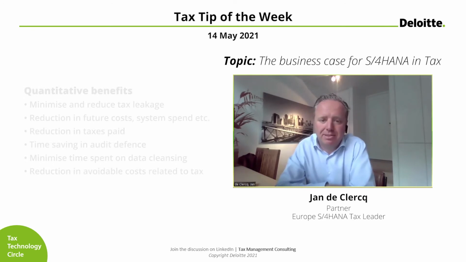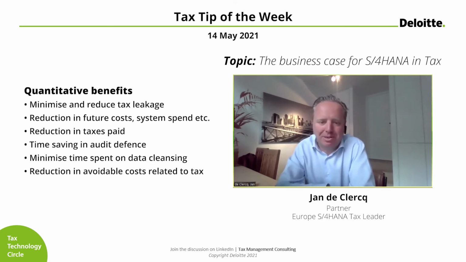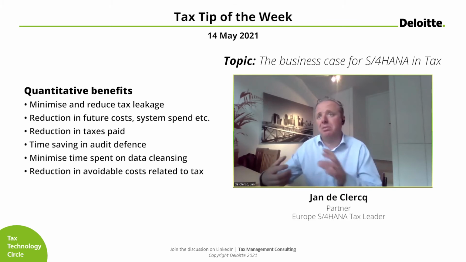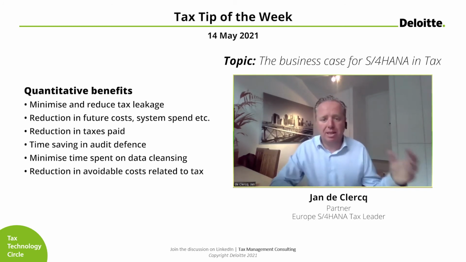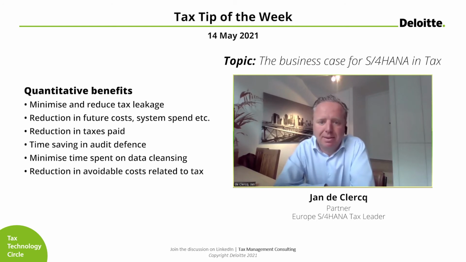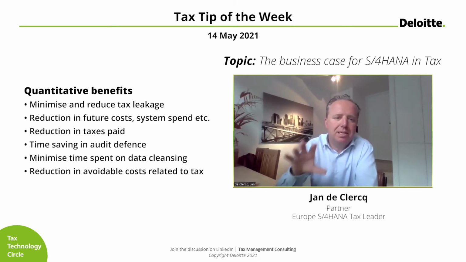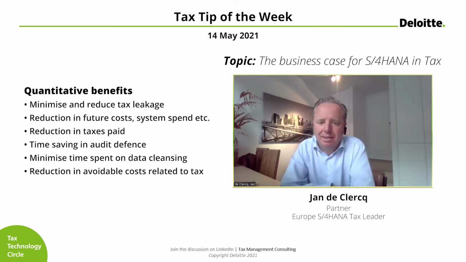Now, quantitative benefits, so that's something you can put a euro or dollar amount behind it, could be around minimizing or reducing tax leakage, or could be reduction in future costs on system spend. So I gave the example of real-time tax reporting. You could think about implementing bespoke solutions in the future, which might be costly, or start leveraging S4 functionality at once. Time saving in audit defense. The data is no longer scattered in different databases. It's all in that HANA database and easy to report out of. Minimize time spent on data cleansing and so on.